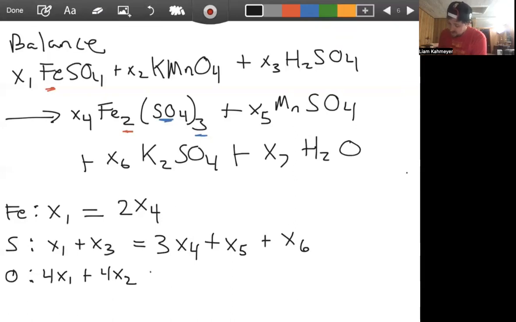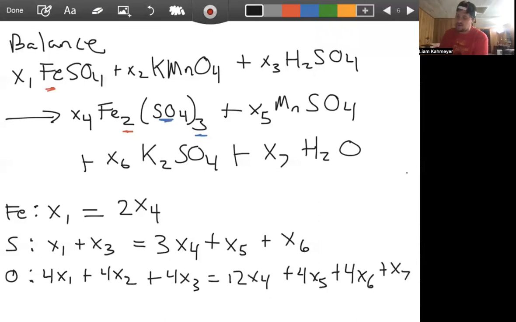We have 4 oxygen in the third, so plus 4X3, and this needs to be equal to, and now we have 4 oxygen in the SO4, but we have 3 SO4s, which means really we have 12 oxygen. So this is going to be 12X4, and then plus 4X5, plus 4X6, and then plus X7, right? And so hopefully we're getting the idea here. Let's go to the next one.